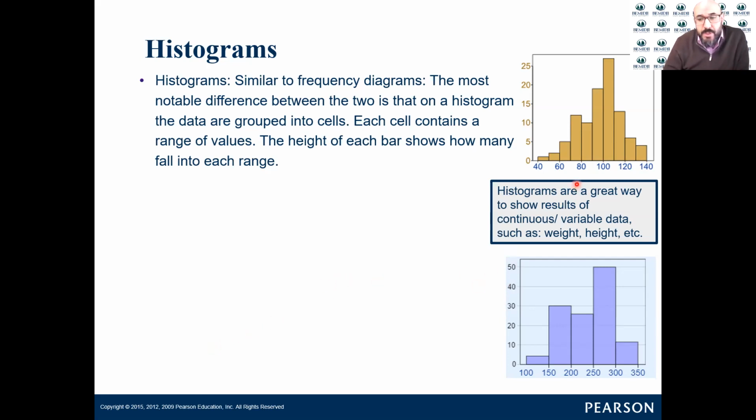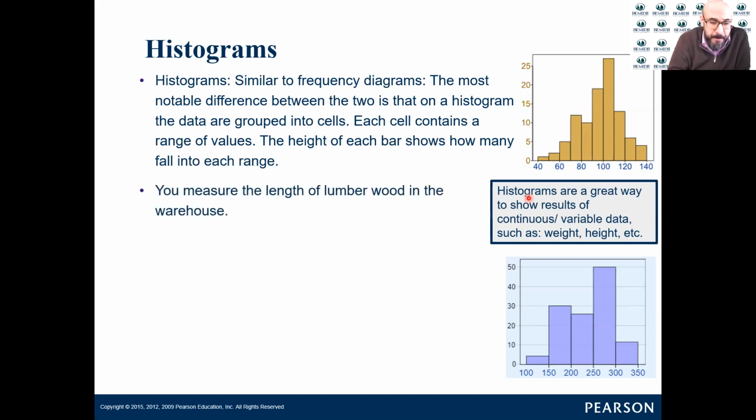Something that we need to consider is that we use the histogram with continuous, variable data such as height and weight, grades, something like this. But if we're talking about categorical data, nominal data we call it, or ordinal, we have to use a bar chart. So the histogram would not work in this case.